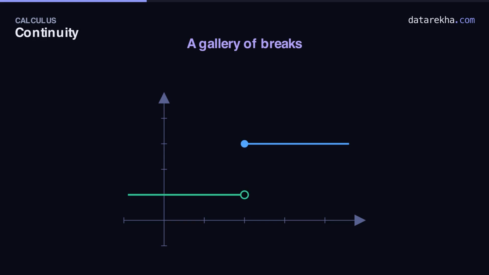Second, the jump. The left side settles at one height, the right side at a different height, and the two simply refuse to meet. Left hand limit 1, right hand limit 3. Here the second condition fails. The limit doesn't exist because the sides disagree, and no single value you place at a can bridge a genuine step, so a jump is not removable.